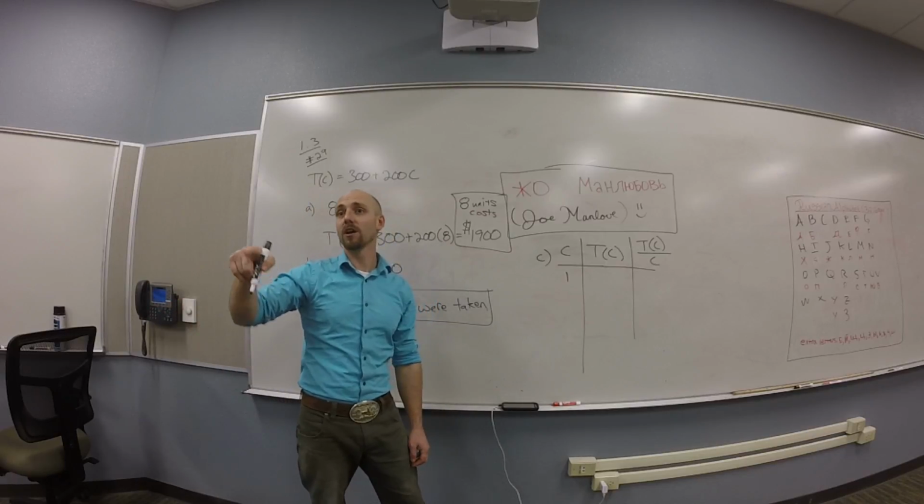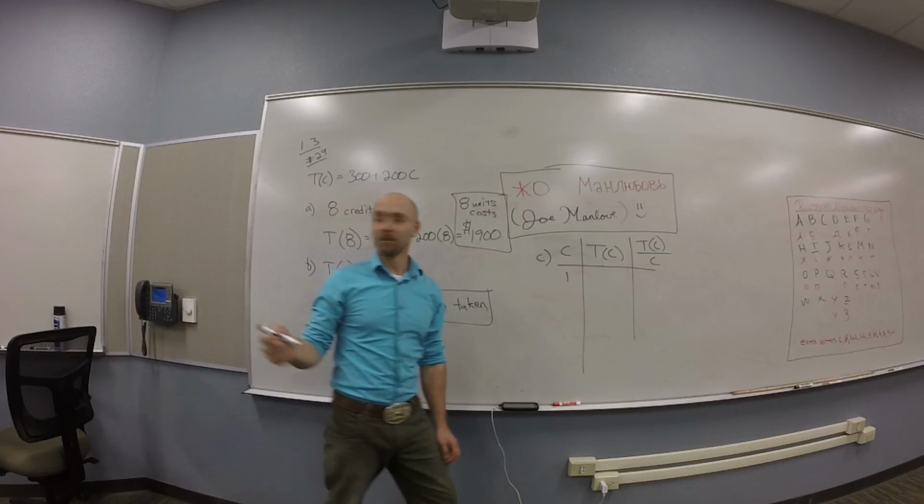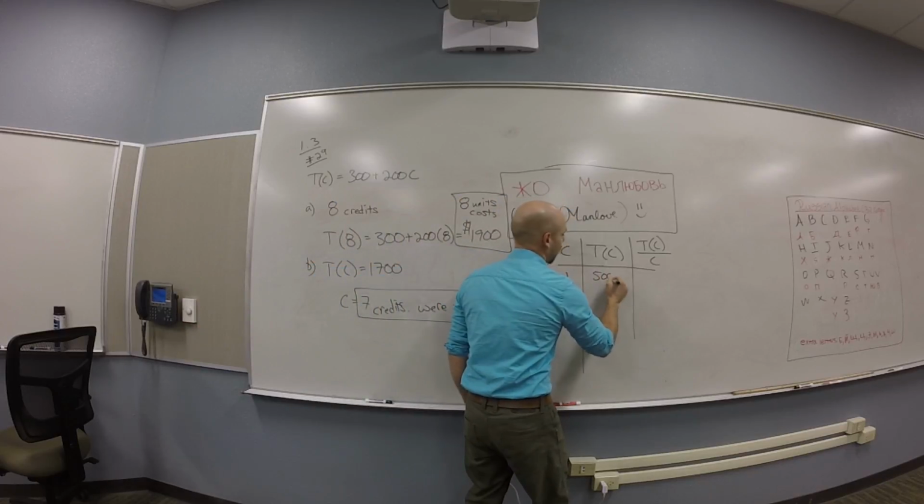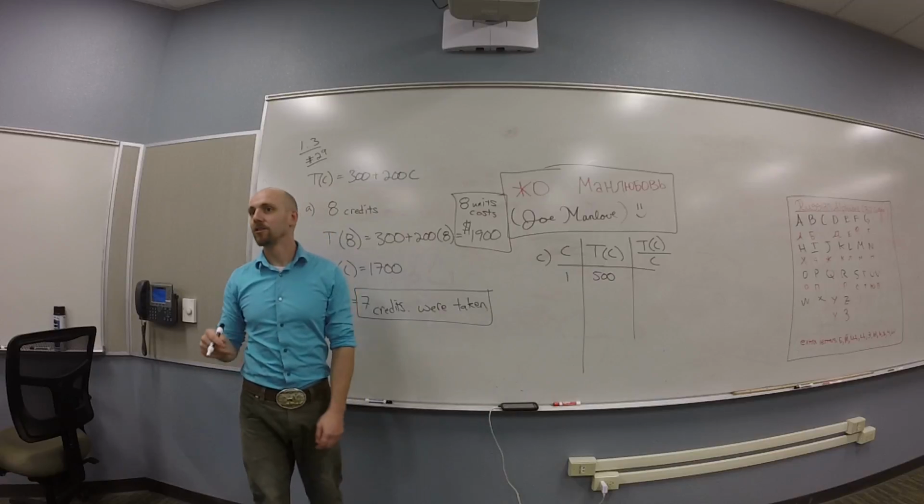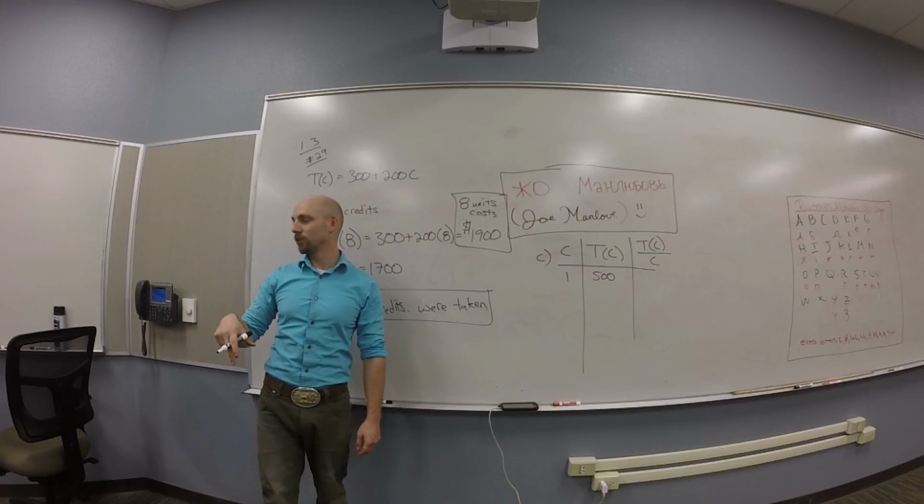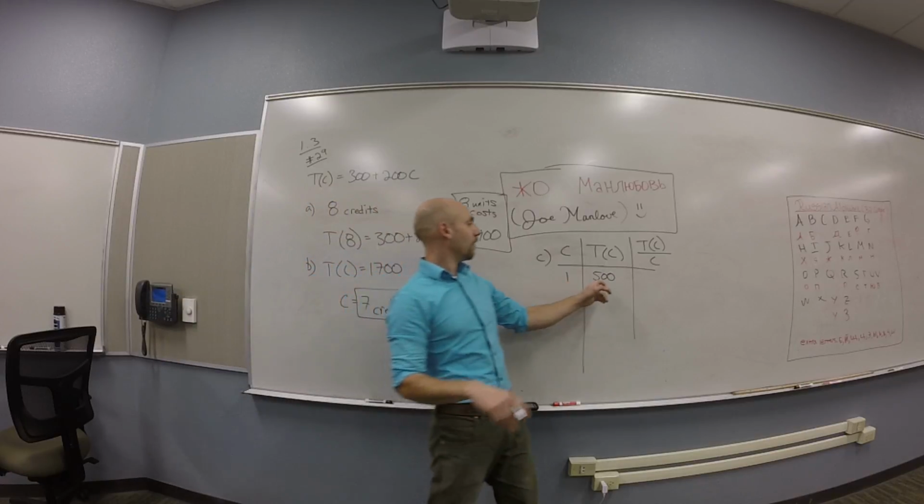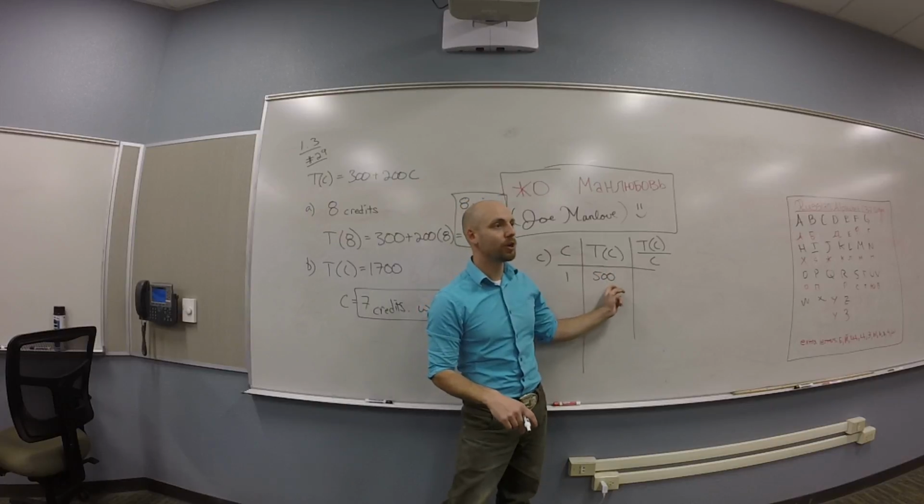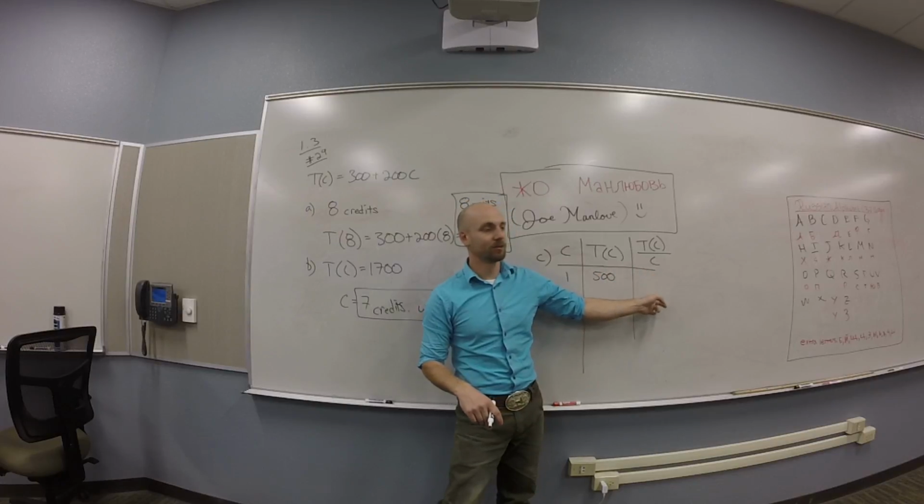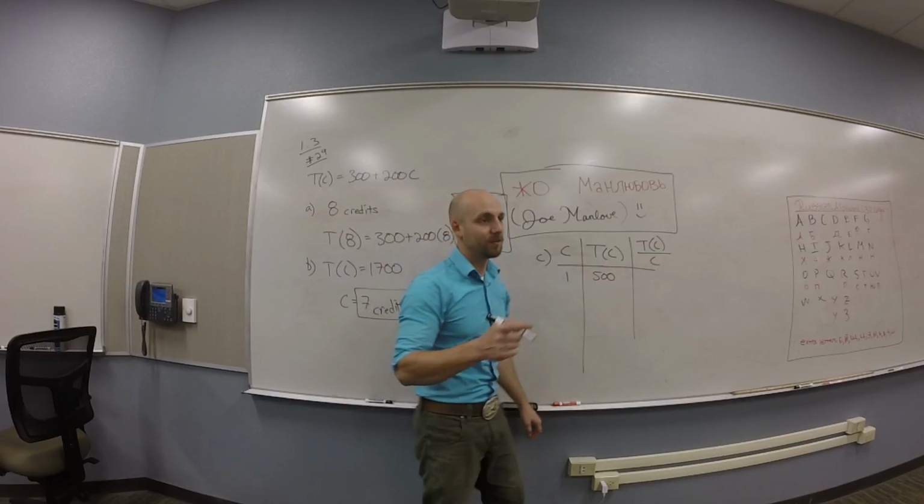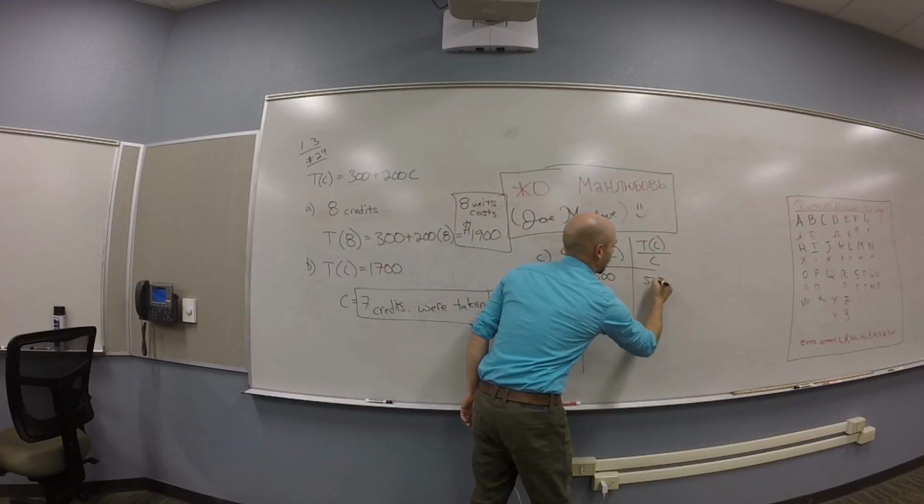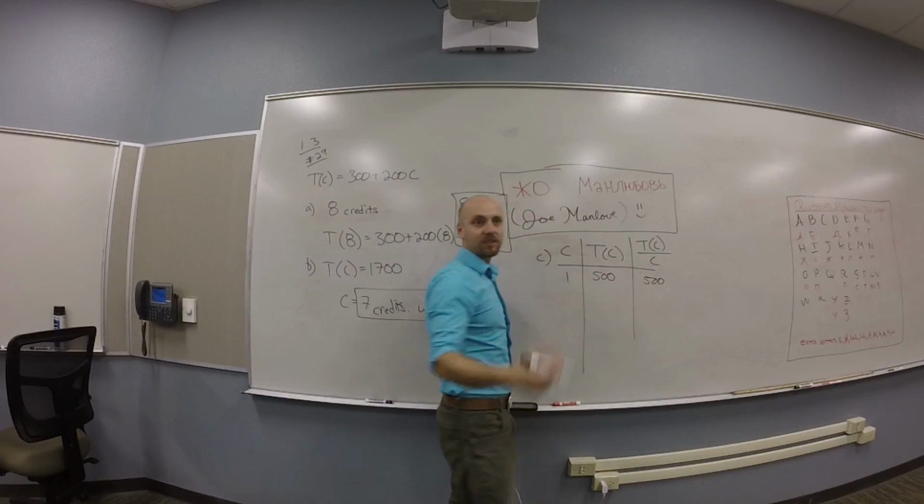Good. Taking 1 unit costs 500. The unit itself costs 200, and the $300 registration fee means that for 1 unit, your cost per unit is, what's T of C divided by C? 500 divided by 1 is 500, right?